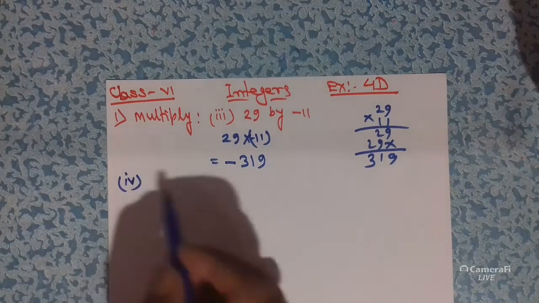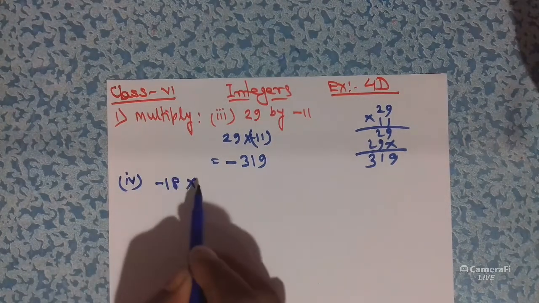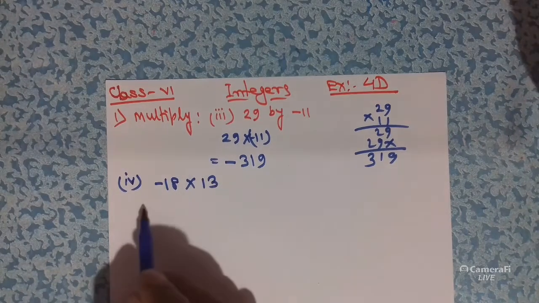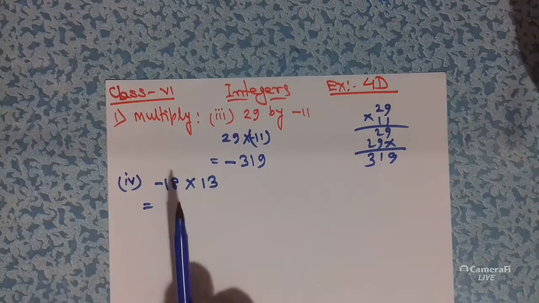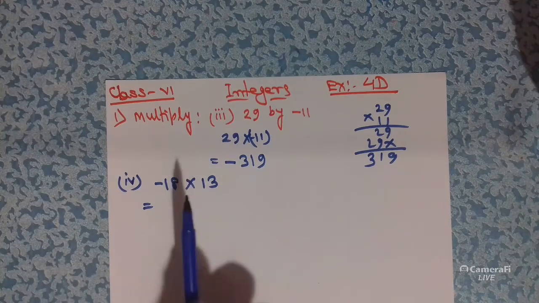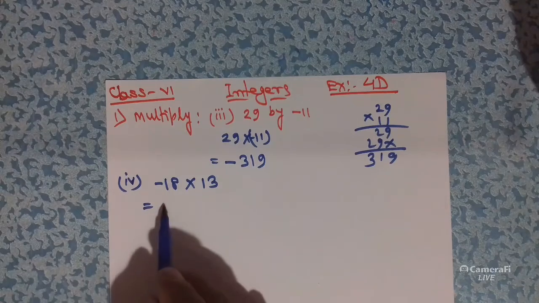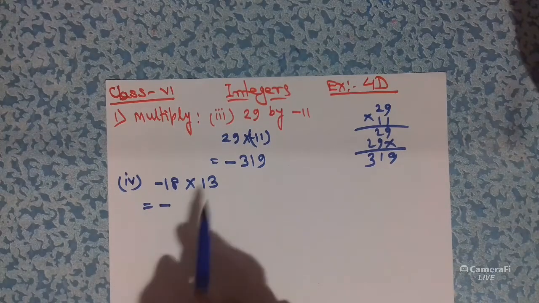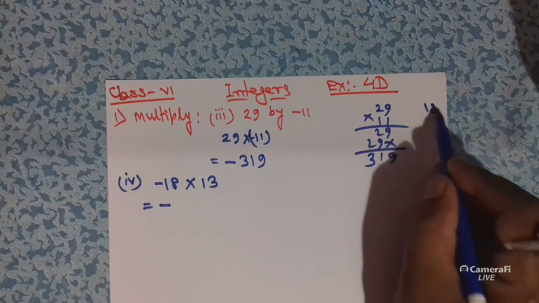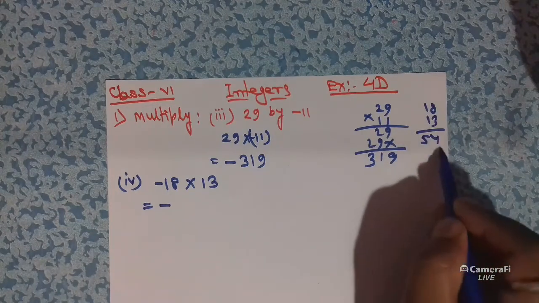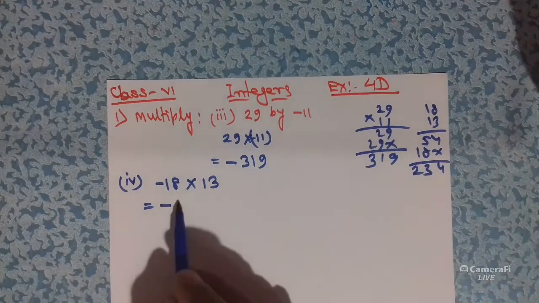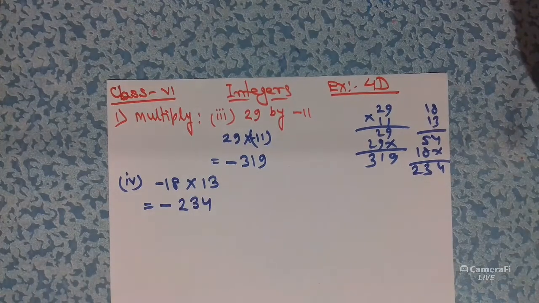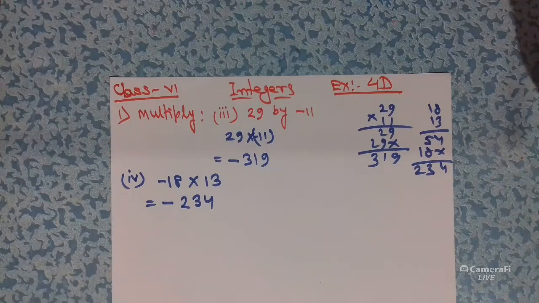Question number 4. Minus 18 multiply 13. As I told you, it is a negative integer and a positive integer. So positive multiply negative is always negative. Now multiply 18 with 13. It is 234.